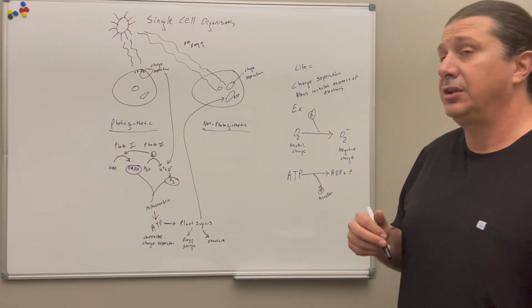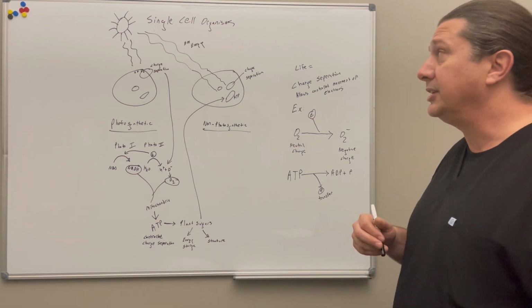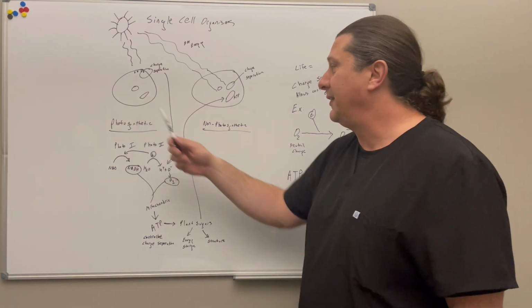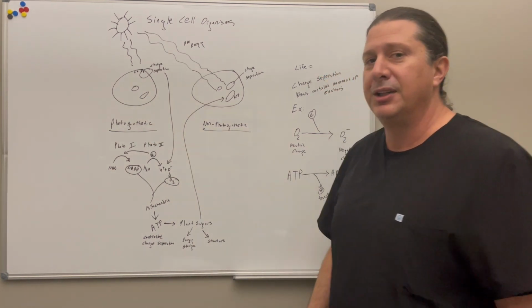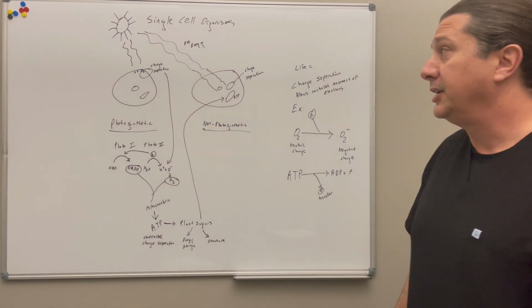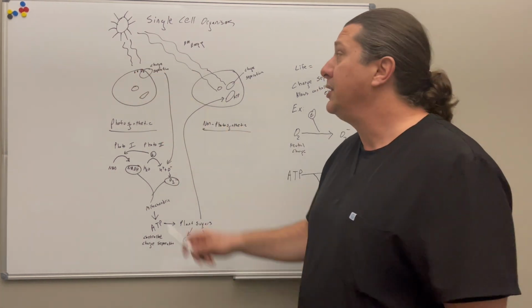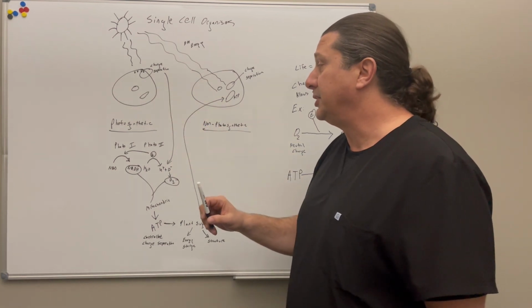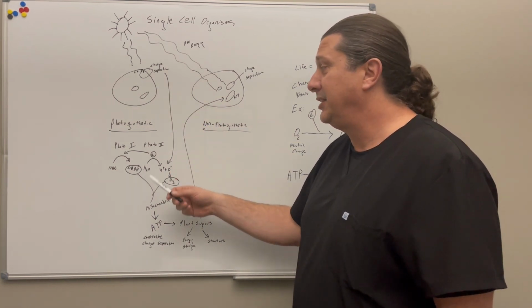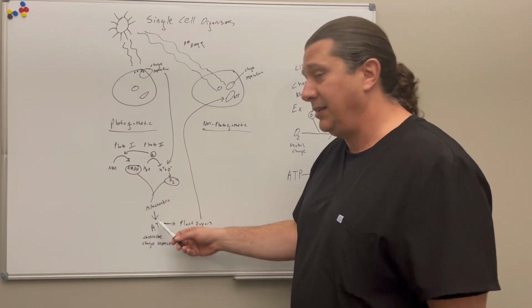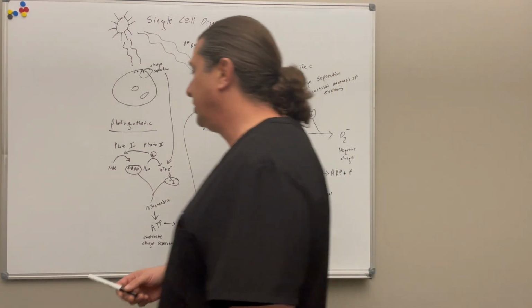So we're going to start out talking first about single-celled organisms. You've got two different types: photosynthetic and non-photosynthetic organisms. Photosynthetic organisms directly harness electromagnetic energy from the sun to create a charge separation, which is then utilized to create charge flow, which eventually ends up in ATP production. So I'm going to walk through it slowly.